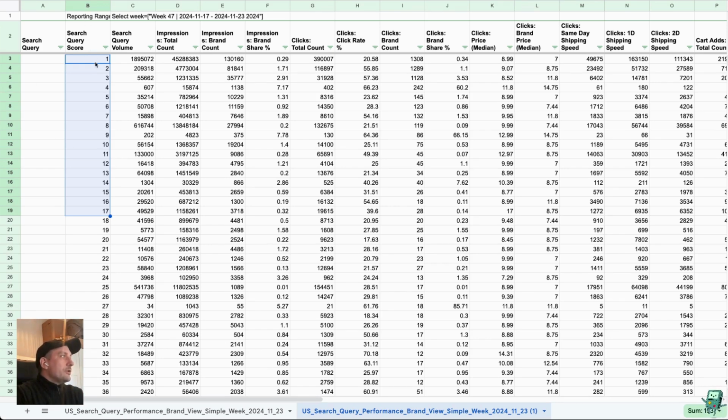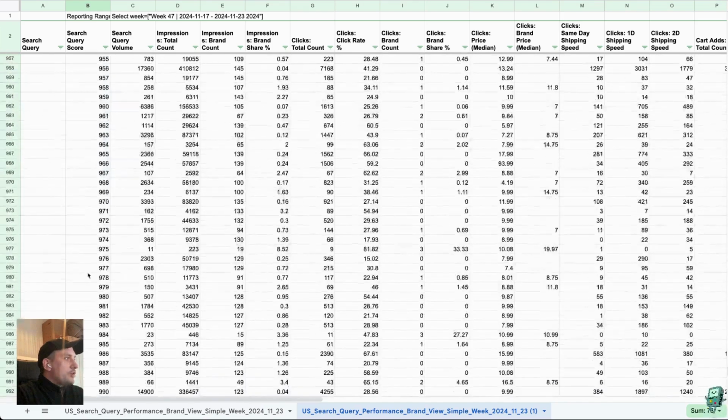All right, so search query score, something from Amazon, giving you some sort of relevancy. You can filter by that, and then you'll find your top search queries. The ones at the lower end are usually not that relevant, where you usually don't have a lot of clicks or even purchases.